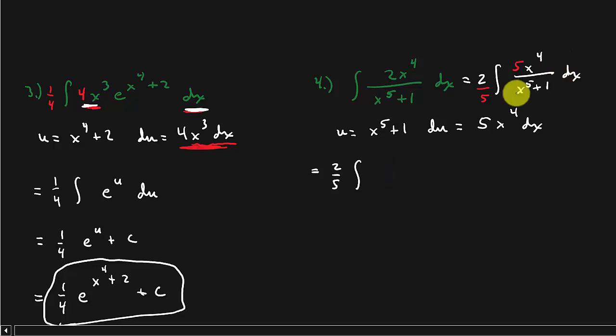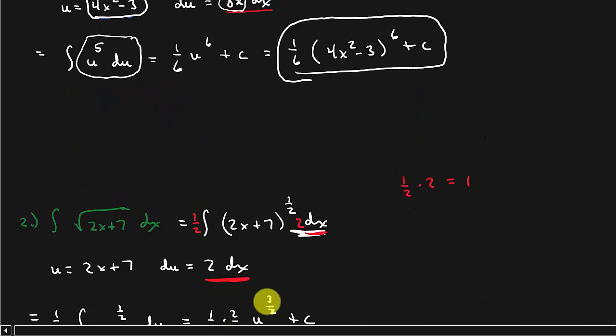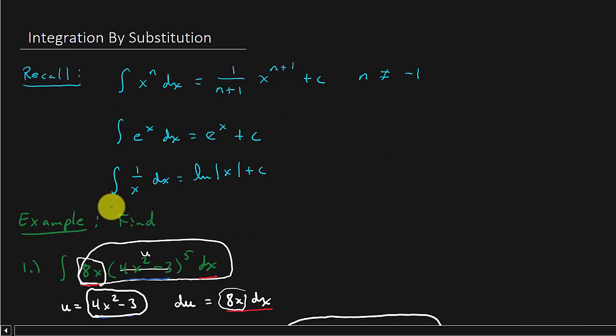Now, look at this. See how I have 5x to the 4th dx? Well, that can be replaced with du, and then the x to the 5th plus 1 can be replaced with u. And so what do I have now? Well, this is like this one. And basically what it is, you see how this is 1 over x dx?